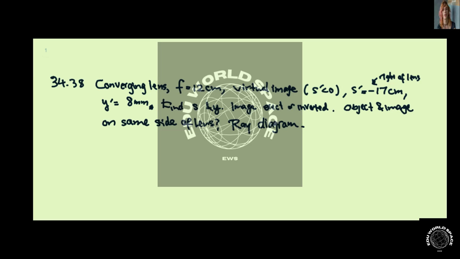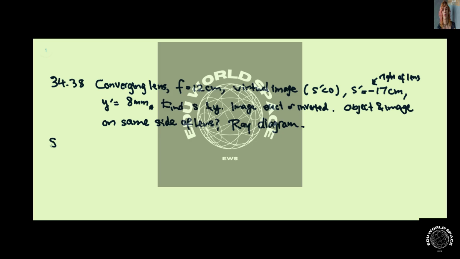For problem 38, we're given a converging lens with a focal length of 12 centimeters, and we're told that a virtual image forms to the right of the lens at a distance of 17 centimeters away. Since the image is virtual, we know right away that the image distance is going to be negative. So I put a negative sign in front of the image distance. We're told that the height of the image, y prime, is 8 millimeters, and we're asked to find the object distance and height, which are labeled by s and y respectively.